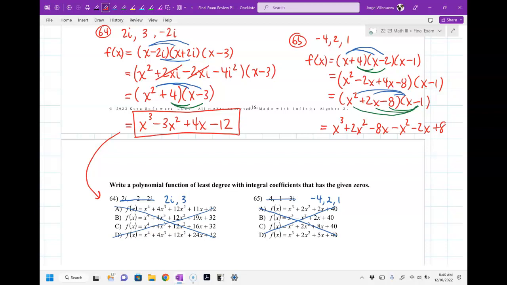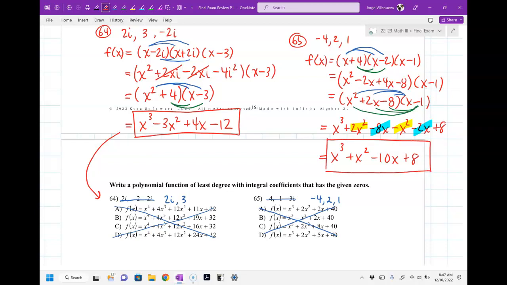Now let's combine like terms. So x cubed doesn't have a like term, so that's good. My 2x squared minus x squared, these are going to be like terms right here, okay? Those are like terms. And then these right here are like terms as well. So let's go ahead and do those. 2x squared minus x squared, that's a positive x squared. Negative 8x minus 2x, that's a negative 10x. And then a plus 8. And there's your answer.